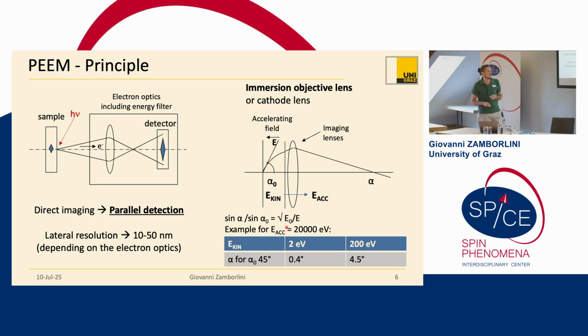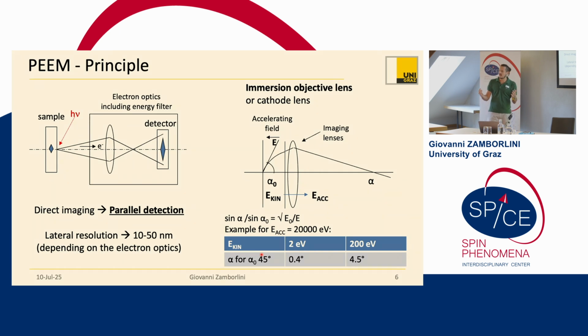If you use an accelerating field in the order of 20 kV, keep in mind that for these instruments this is between 10 and 20 kV, depending on the instrument, then this is how the trajectory of the electron changes. At no field, it would be emitted at 45 degrees. If the kinetic energy of this electron is 2 eV, then you see that the angle shrinks considerably. And if you go to higher energies, it's still very, very small compared to the 45 degrees. In this particular scheme, we have a great advantage: we can perform what is called parallel detection. You have to think about it, it's not a scanning probe technique.